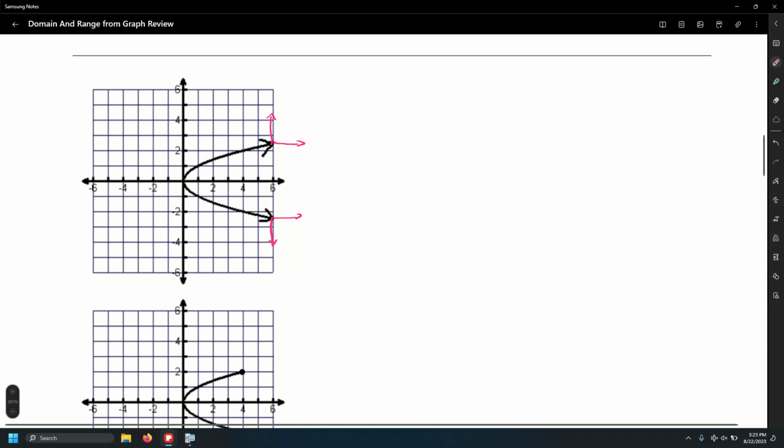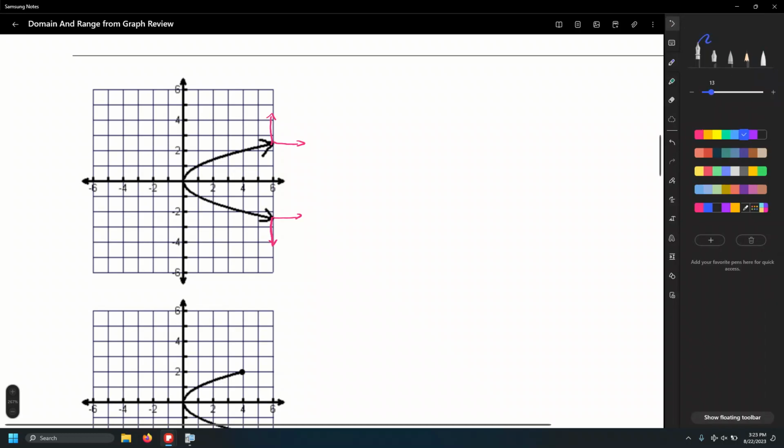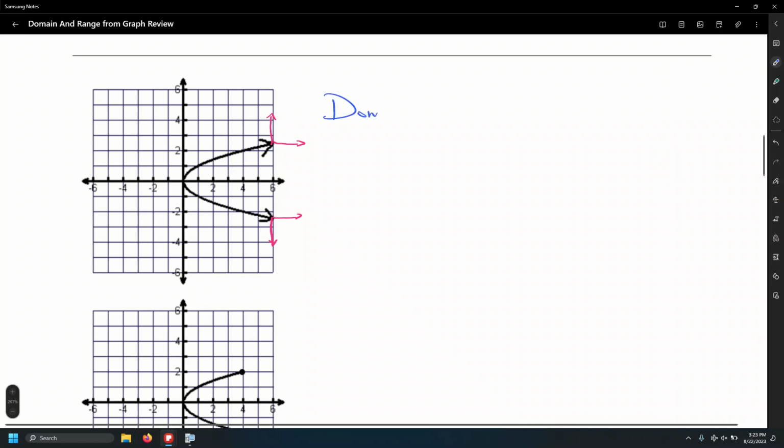All right. Now let's scan the graph from left to right. So domain, the domain will be bracket 0 all the way to infinity. Why did I use a bracket? That's because it's solid here, and it goes all the way to infinity because of the arrows pointing towards the right. And in set notation, that's x such that x is greater than or equal to 0.